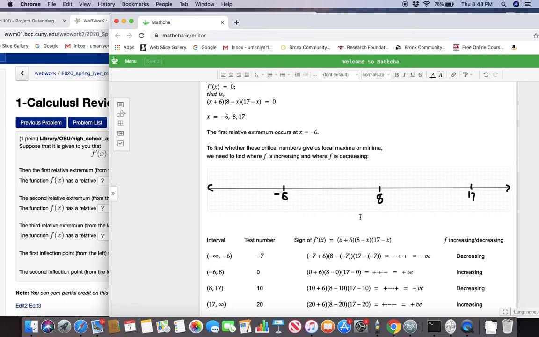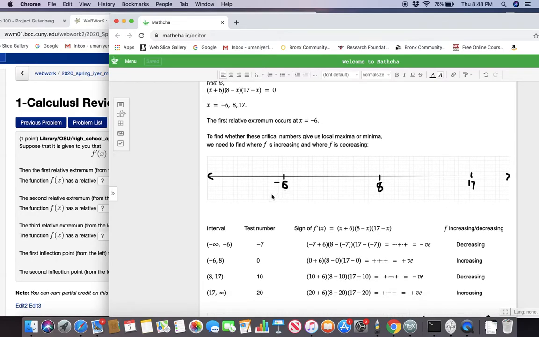Well, how do we know? We have to find where it is increasing or decreasing. So my first interval is -infinity to -6. Second interval is -6 to 8. Third interval, 8 to 17. And the last interval is 17 onwards, 17 to infinity. So choose any number from the first piece. I've chosen -7. You could have chosen -10, whatever you like, but something here.